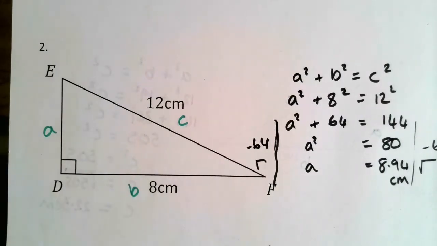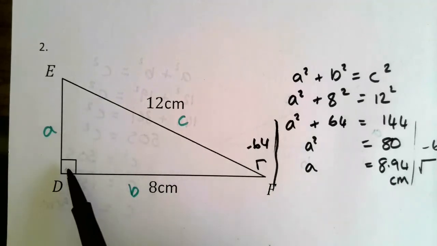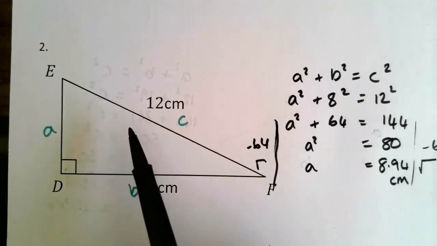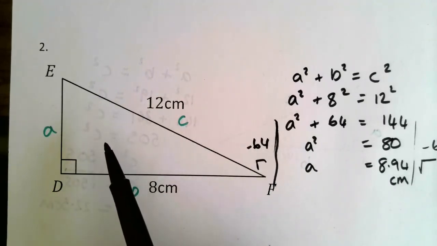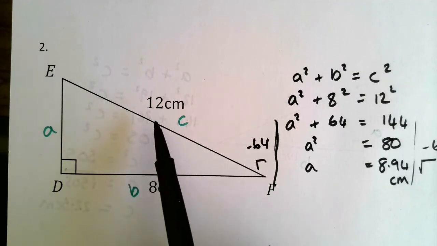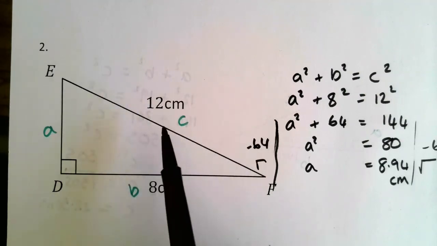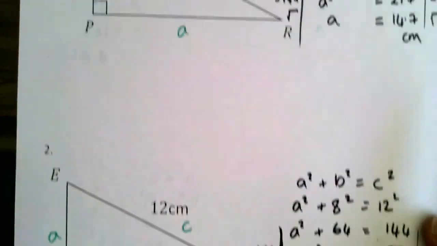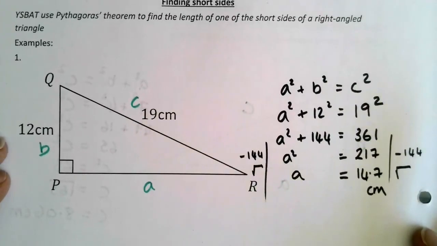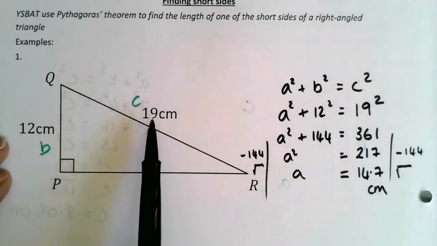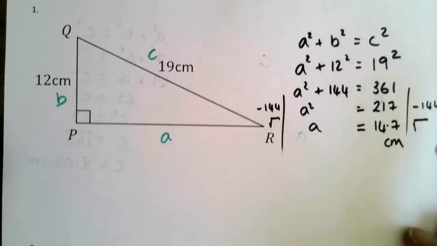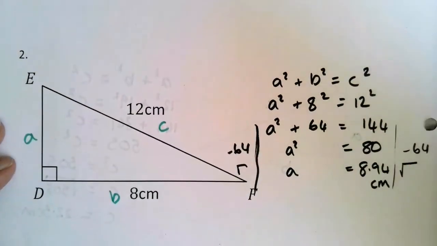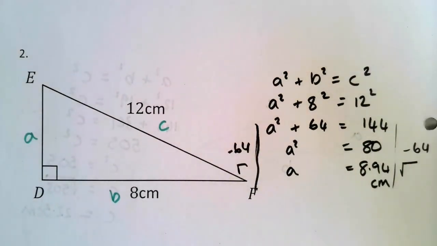And do you remember last day we talked about the little check that you can do? Remember, the side that is opposite the right angle, the hypotenuse, is always the longest side. So the answer we got there should not have been longer than 12. And look, it's not. Let's check it for this other one. Yep, we're fine there too, because 19 is still the highest number. So we can always do wee checks to check our answers are sensible.